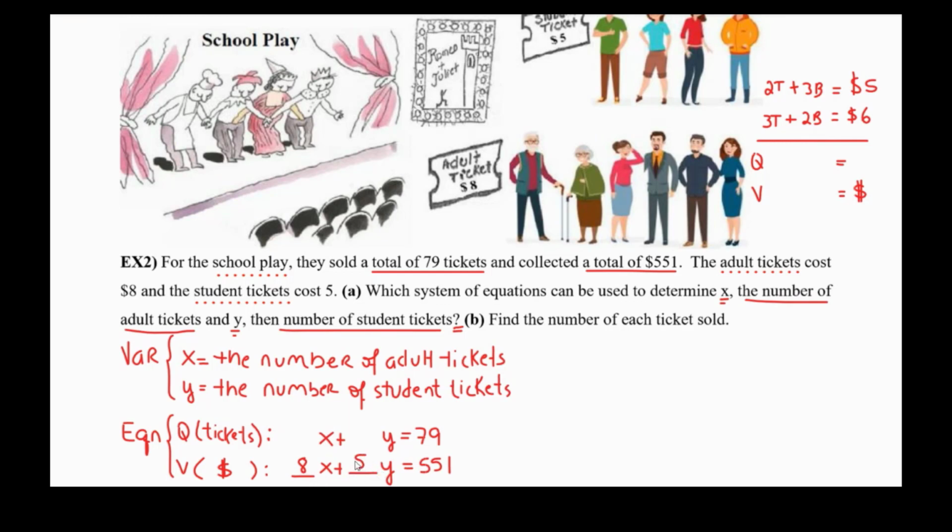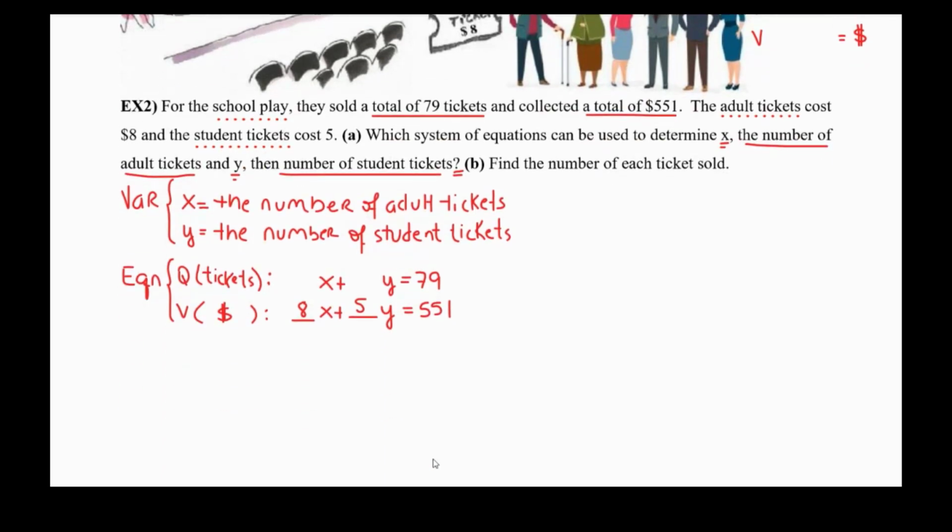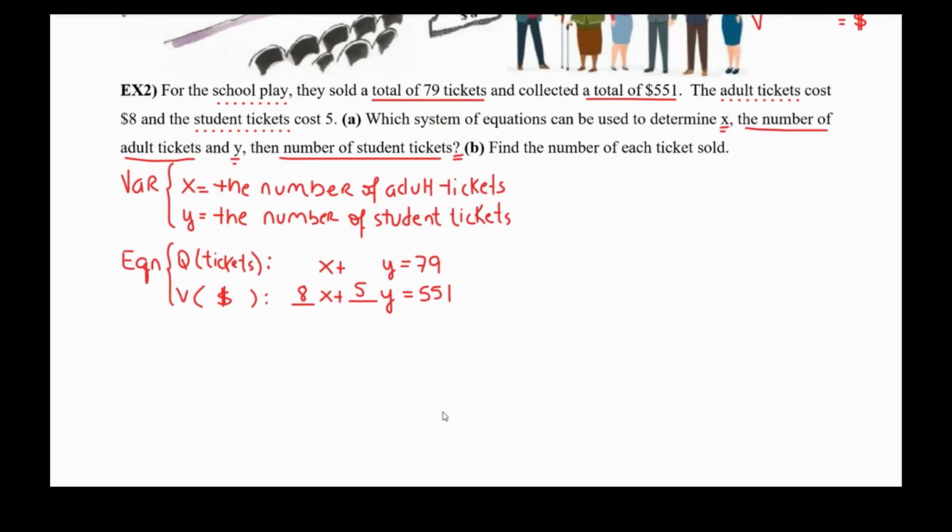So there we go. The first equation has to do with the number of adult tickets plus the number of student tickets equals 79 tickets. Tickets plus tickets equals tickets. The bottom equation has to do with money. So $8 per adult ticket plus $5 per student ticket equals a total of $551. Okay, so there you go. Those are the two equations for this system of equations.